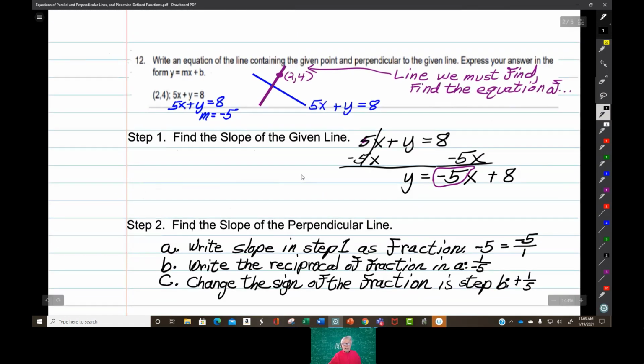Perpendicular lines, on the other hand, are a little more difficult. Okay? Only because you have to think more. When you see the word perpendicular, you are probably going to have to find opposite reciprocal slopes. Perpendicular lines.